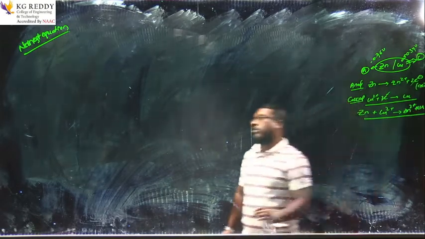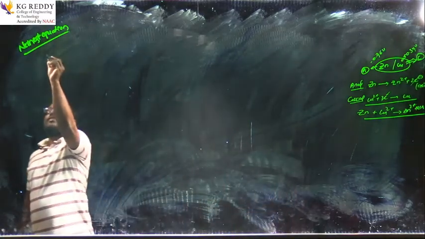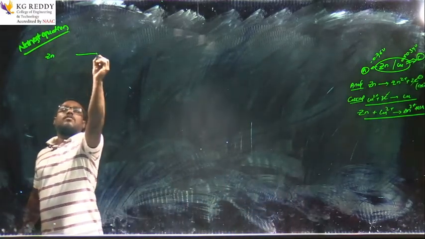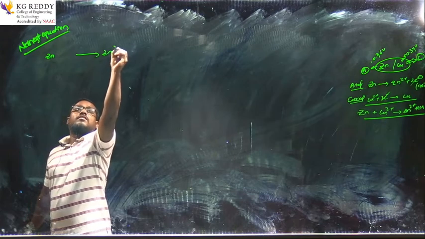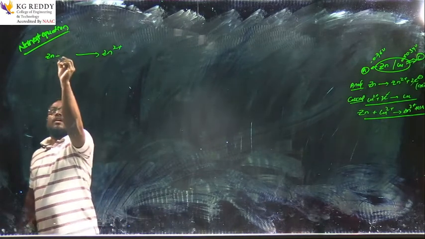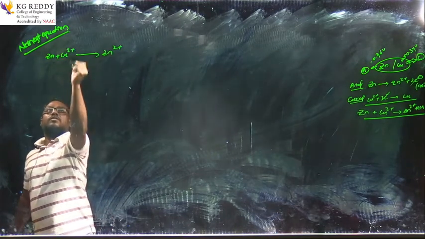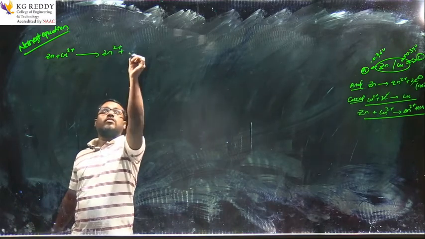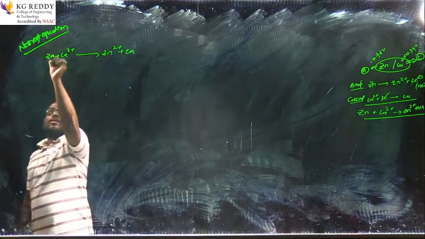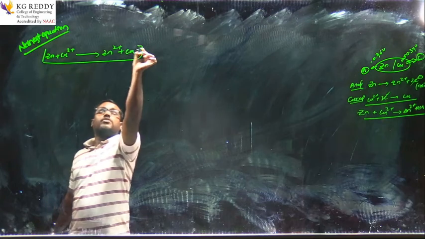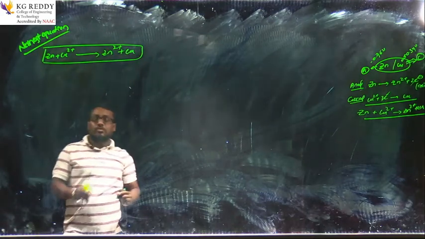This reaction I am going to take here. Zinc, and next how do you write? Zn2+, that undergoes oxidation, and next copper, which undergoes reduction, gains electrons and forms Cu. This is one reaction. By using this reaction, we need to write the Nernst equation.